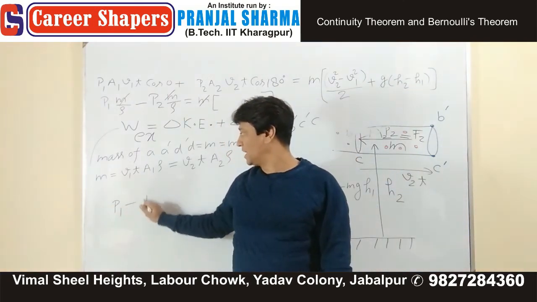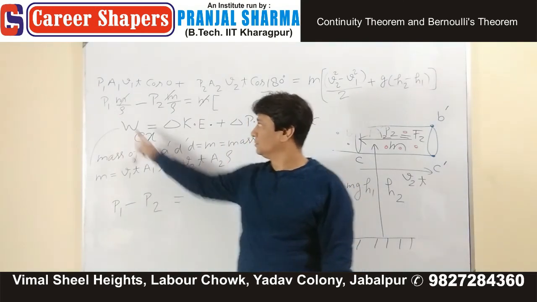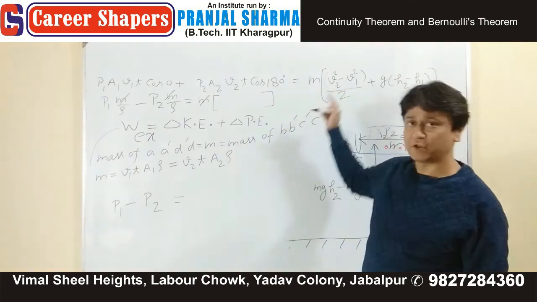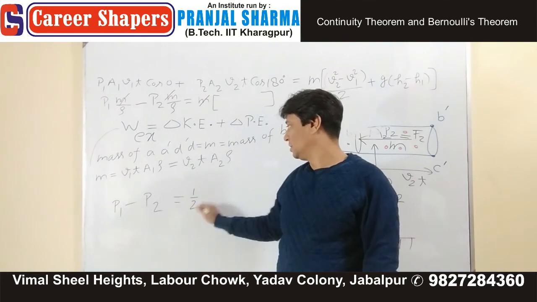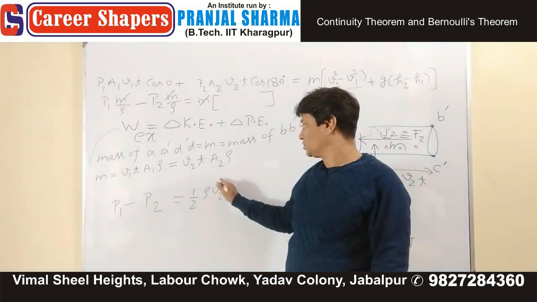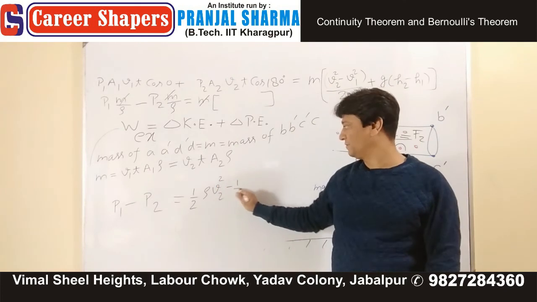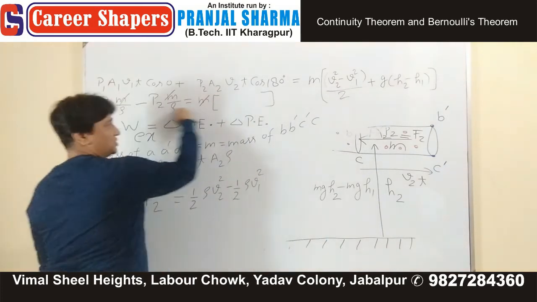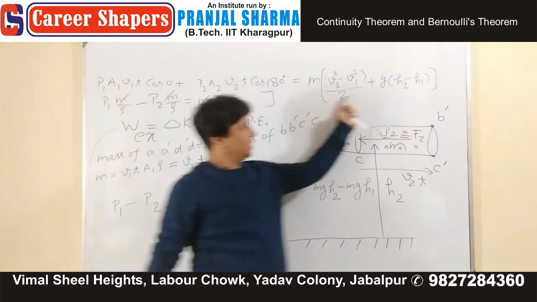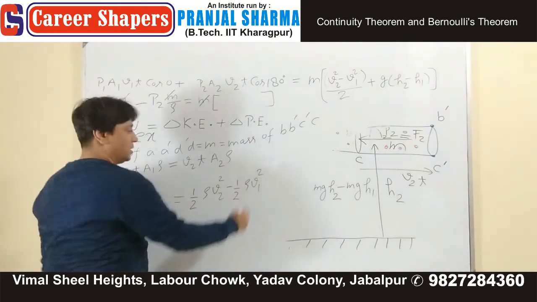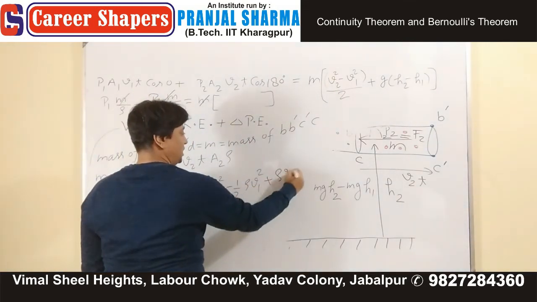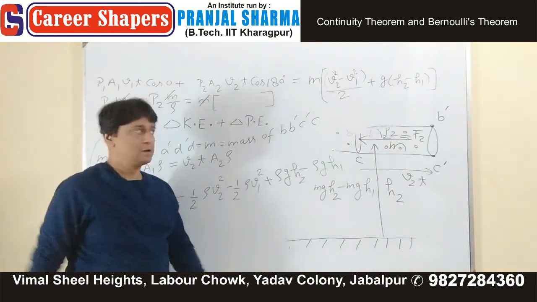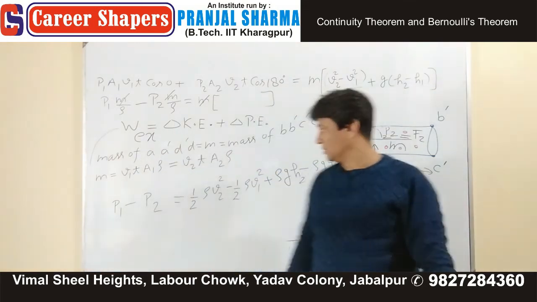P1 minus P2. Multiply by rho. M got cancelled, multiply this thing with rho, you get half rho V2 square minus half rho V1 square. You are multiplying this equation with rho. Multiply these things with rho, plus rho G H2 minus rho G H1.